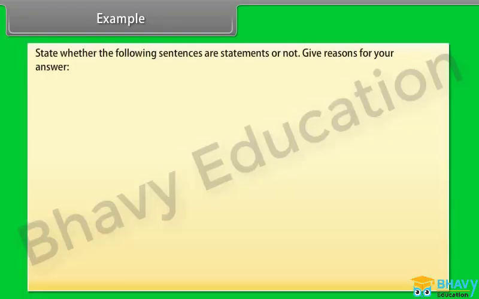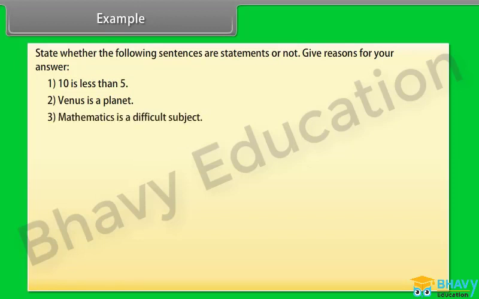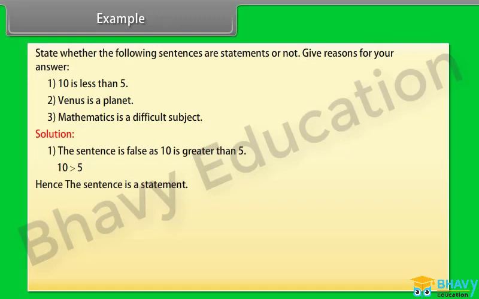Example: state whether the following sentences are statements or not. Give reasons for your answer. 10 is less than 5. Venus is a planet. Mathematics is a difficult subject. Solution: the sentence is false as 10 is greater than 5. Hence, the sentence is a statement.